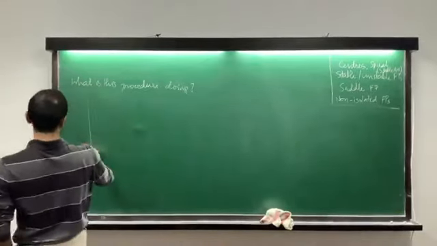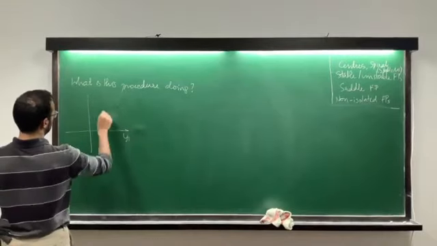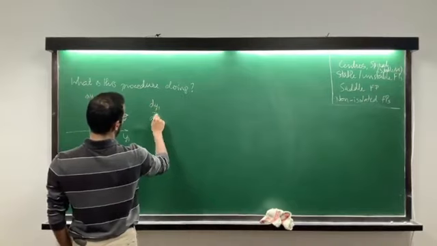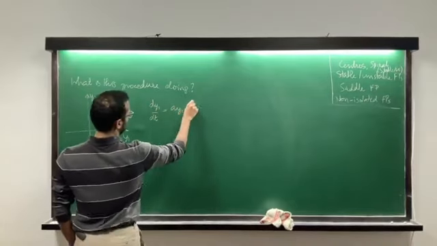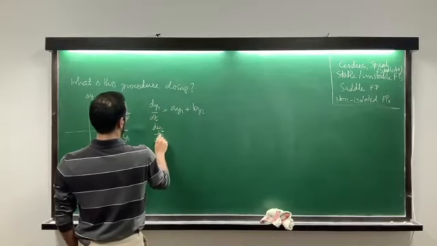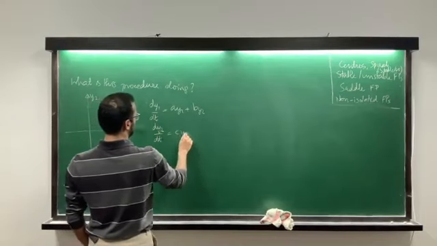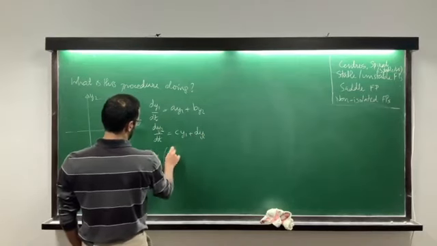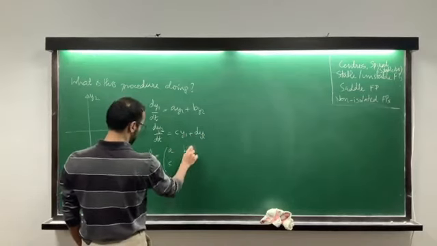So if I have a matrix, let's say this is again phase space y1, y2, and then I have the equation, the usual one, dy1 by dt is a y1 plus b y2, and then dy2 by dt is c y1 plus d y2, and then the matrix A is [a, b; c, d].